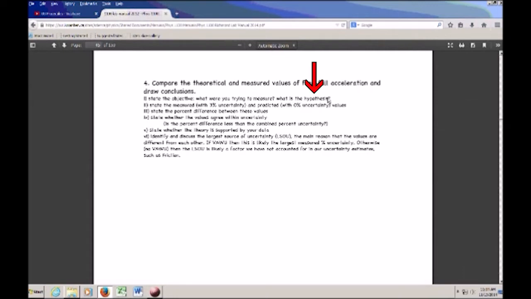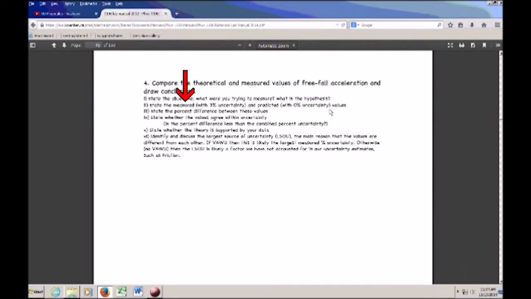What is the hypothesis for this experiment? Hypothesis is usually just going to be some variation on we expect our measured value to agree with the predicted value within uncertainty. So for most experiments, that's what you'll write when you say what the hypothesis is. It would just be something like, we expect our measured acceleration due to gravity to agree with the known value within uncertainty.